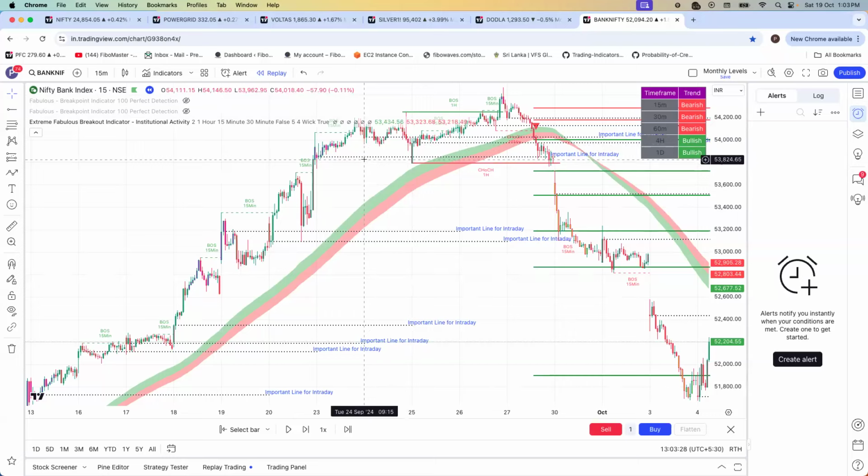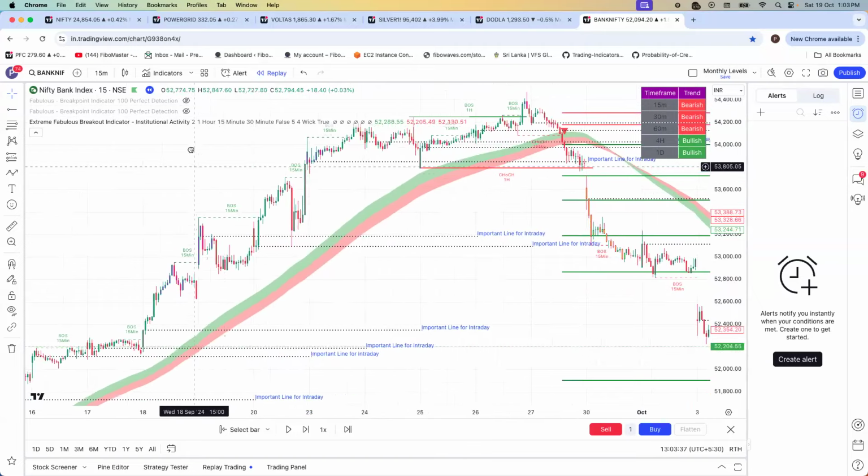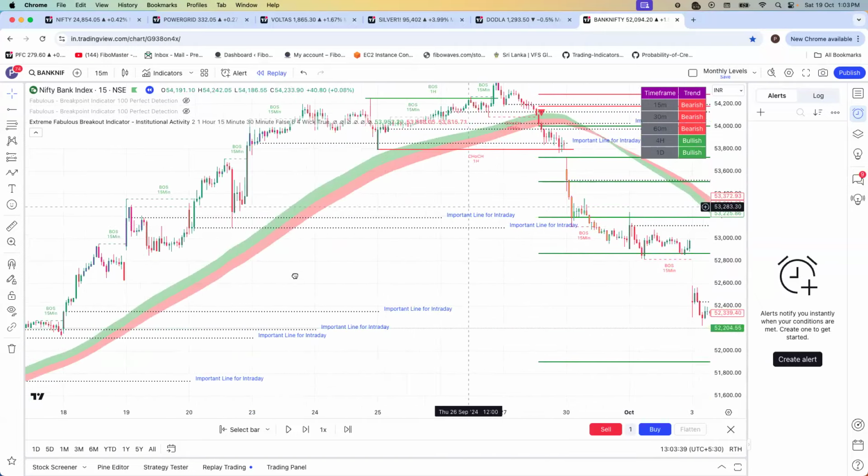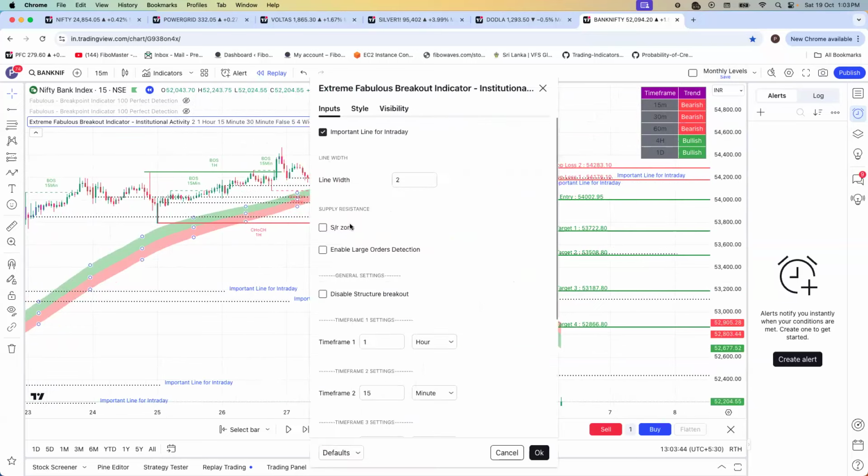Because I am only scheduled for 2 hours, it may get disconnected anytime. In another 15 minutes it gets disconnected, so I cannot continue with this. And the final one which I already have in my chart is the important line. If you see, there is an important line in every chart.